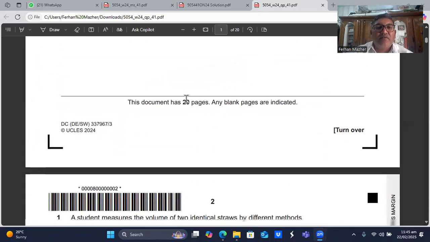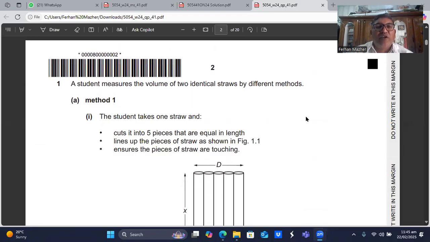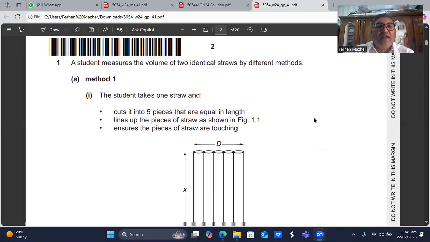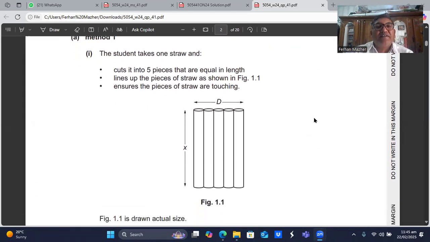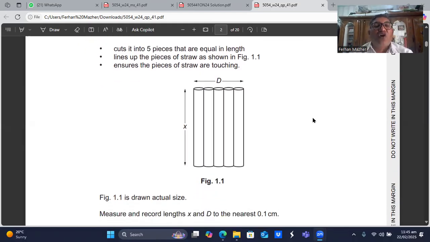So here we go. Question number 1 is showing up on your screen. A student measures the volume of 2 identical straws by different methods. Method 1: the student takes 1 straw and cuts it into 5 pieces that are equal in length, and lines up the pieces of straw as shown in Figure 1.1. He ensures the pieces of straw are touching. Figure 1.1 is drawn actual size.